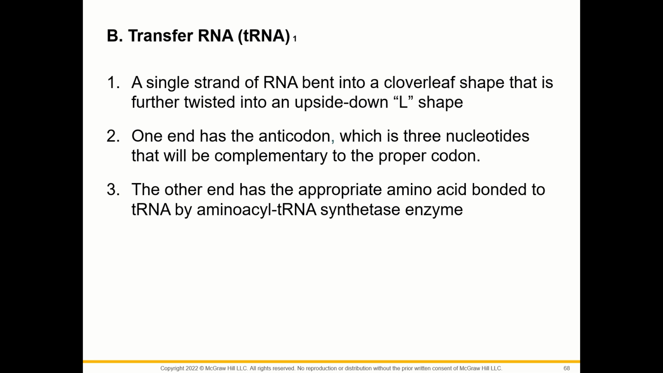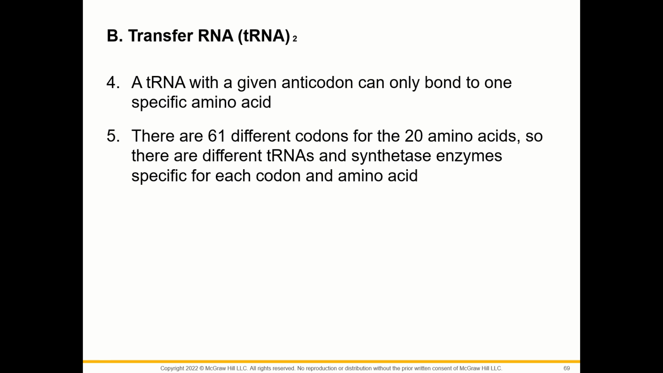All right, so one end has the anticodon, which is 3 nucleotides that will be complementary to the proper codon on the mRNA. The other end has the appropriate amino acid bonded to tRNA by aminoacyl tRNA synthetase enzyme. So tRNA with a given anticodon can only bond to one specific amino acid. There are 61 different codons for the 20 amino acids, so there are different tRNAs and synthetase enzymes specific for each codon and amino acid.